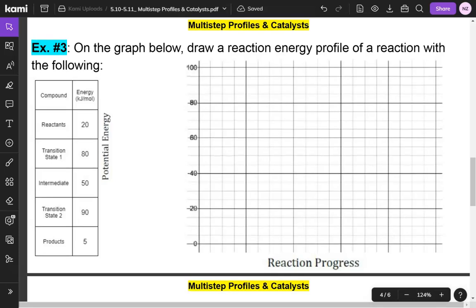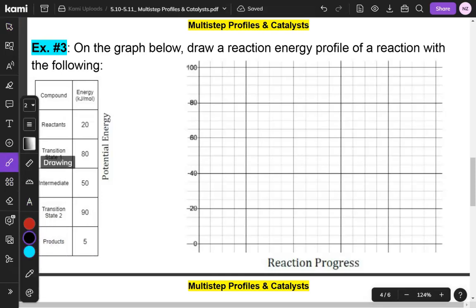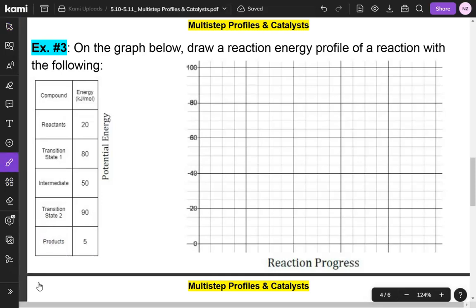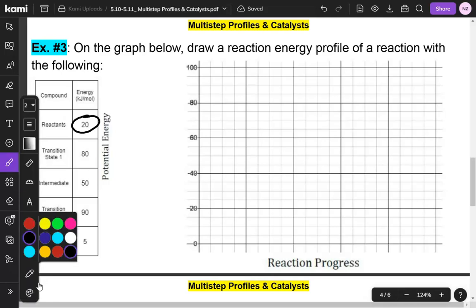Now let's do something a little more exact. Let's graph this. Okay, so that last one we just kind of sketched it. Let's make a reaction profile that is exact here. So I have a grid, and we've got some information in the table here on the left. So it tells us that our reactants are 20 kilojoules. So I'm going to start by drawing a line at 20. And let's use a different color so it pops a little more. Okay, so that's going to be our reactants.